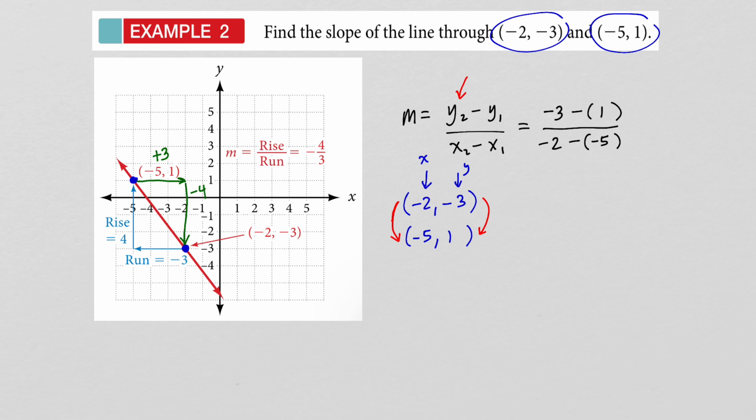And now I just need to do the calculation. So on top we have -3 minus 1. These parentheses right here aren't really doing anything. So that's -4. And now in the bottom we have -2, and then minus becomes a plus. And so we end up getting -4 divided by -2 plus 5, which is 3. And of course, this is the same answer we got a minute ago.